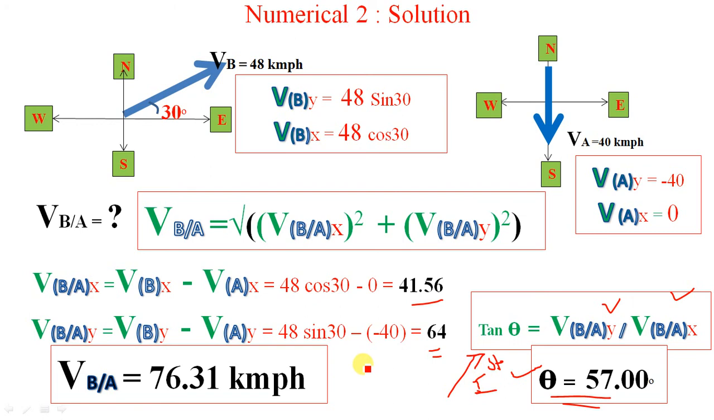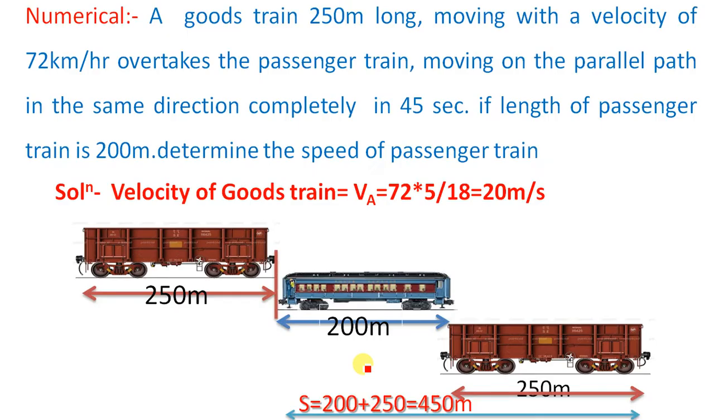I hope you have cleared this problem. Now, one interesting problem. A goods train 250 meter long, moving with a velocity of 72 kmph, overtakes a passenger train moving on a parallel path in the same direction completely in 45 seconds. If the length of the passenger train is 200 meter, determine the speed of the passenger train.